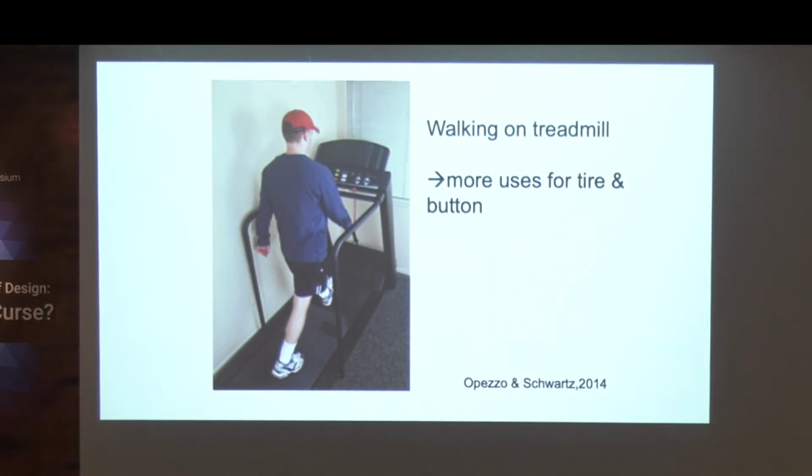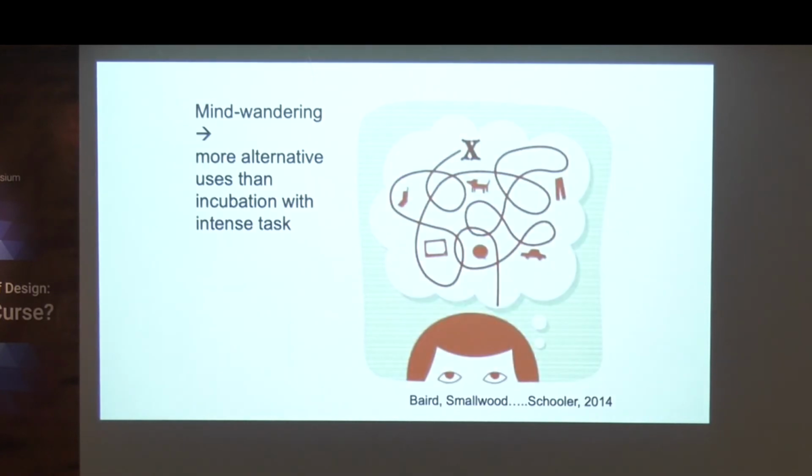Walking on a treadmill gives you more uses for a tire and a button. Wandering in your mind, wandering in the world. Mind wandering, telling people to just let your mind go, gives more alternative uses than incubation with an intense task. These are all experiments that I could cite. There's even an explanation. It's in your brain. It's neuroscience. Okay, we have a bit of phrenology. So it's the default network, and then they show you beautiful pictures of the default network. You know, this makes it authentic.